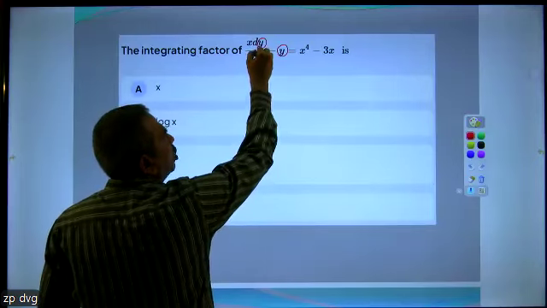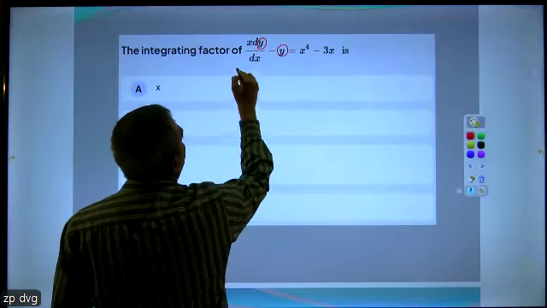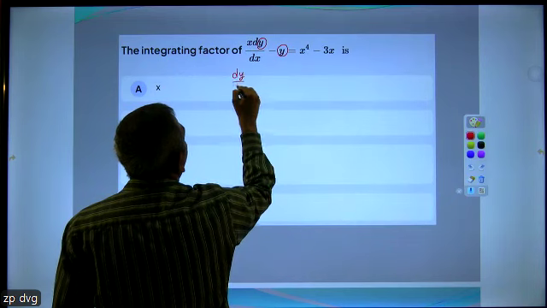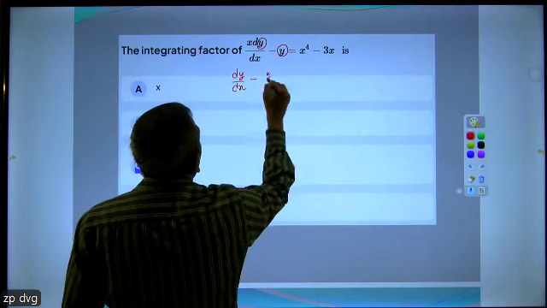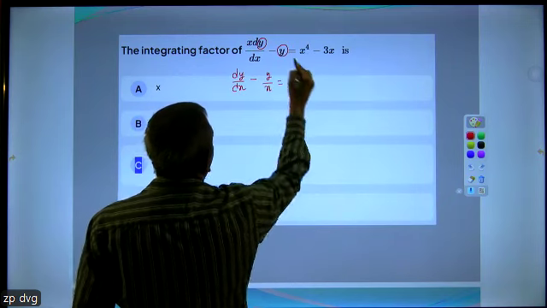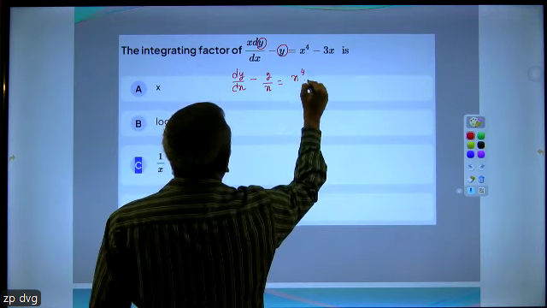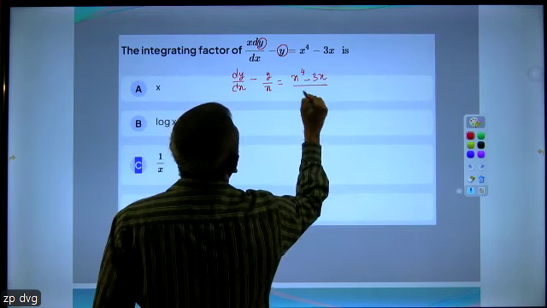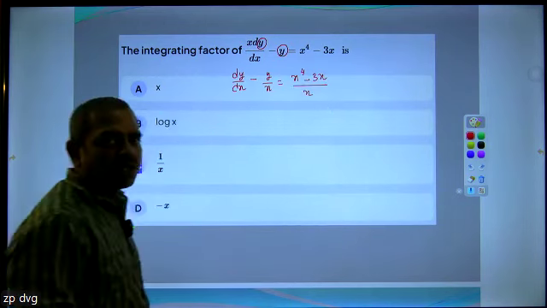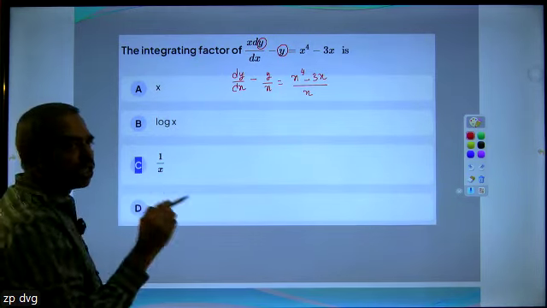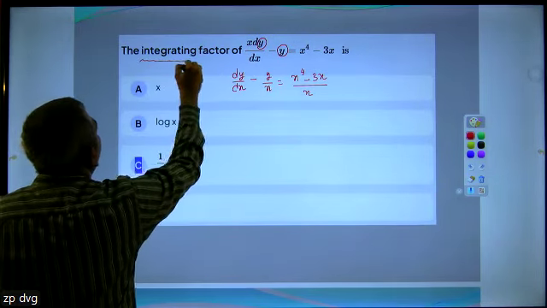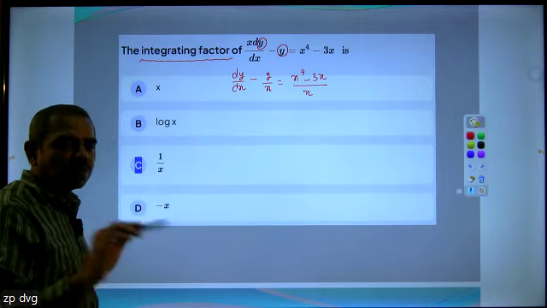So before dy by dx, what should be there? 1. So divide by x. If I divide by x, how much do you get? We get dy by dx, minus y by x, is equal to x to the power 4 minus 3, by x. Once you look at the question, he didn't ask for the solution. What is he asking? The integrating factor. So only the first step is enough.